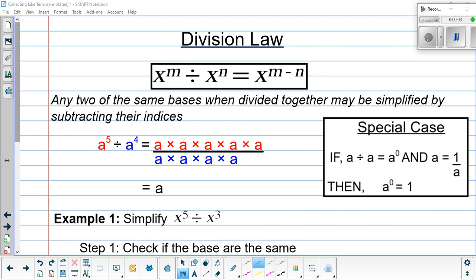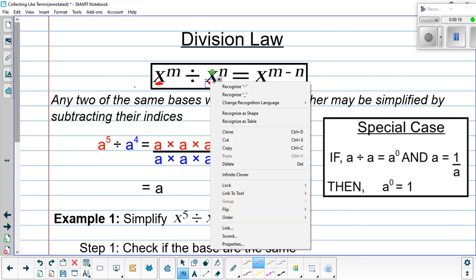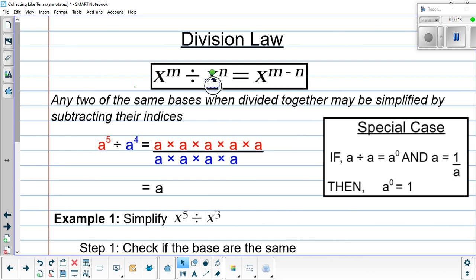We're looking at the division law for collecting like terms. So when we divide any two things that have the same base, so here our base is x and x, just like when multiplying we had x and x multiplying, but it doesn't matter. These could be numbers, letters, it doesn't matter as long as they're the same. So this applies to all parts of math.